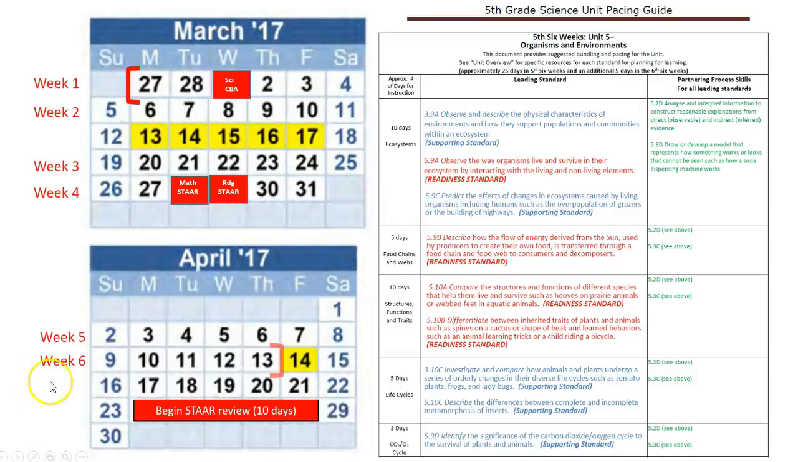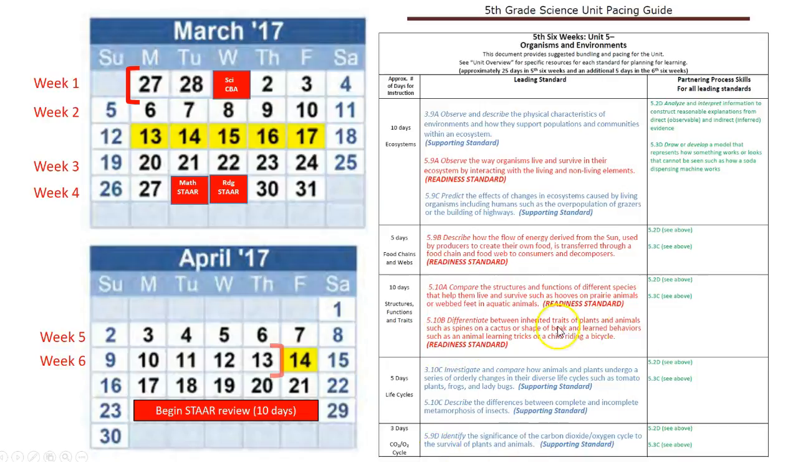So here's that same view, but now instead of the little boxes with the content, I just put the pacing guide up to the side. So you can pause this and then kind of take a look and see how that might fit in there together. But the pacing guide, remember, does bundle all of those standards together for you. And you can see that there is one readiness standard here in the ecosystems. There's one that comprises the food chains and food webs. There's 2 readiness standards here in the structures, functions, and traits, and then you can see the supporting standards down here.